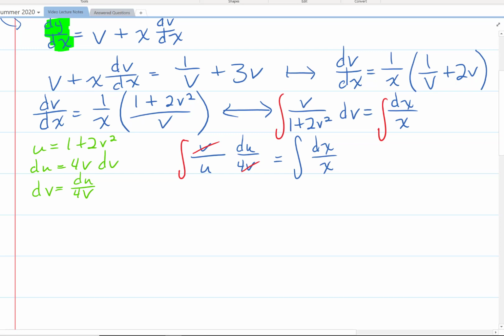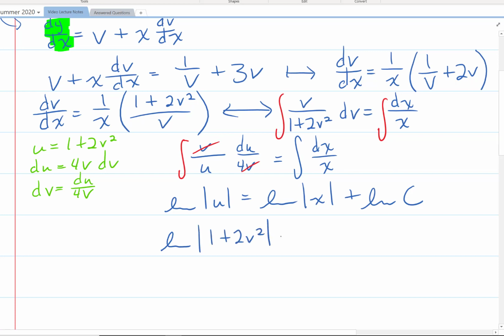So this is going to be the ln of u equals the ln of x plus, remember our little trick, we'll just call our constant ln of c, and then we back substitute in, we get ln of 1 plus 2v squared equals ln of x plus ln of c. Well, let's combine those, right? ln of c times absolute value of x, and exponentiate both sides.